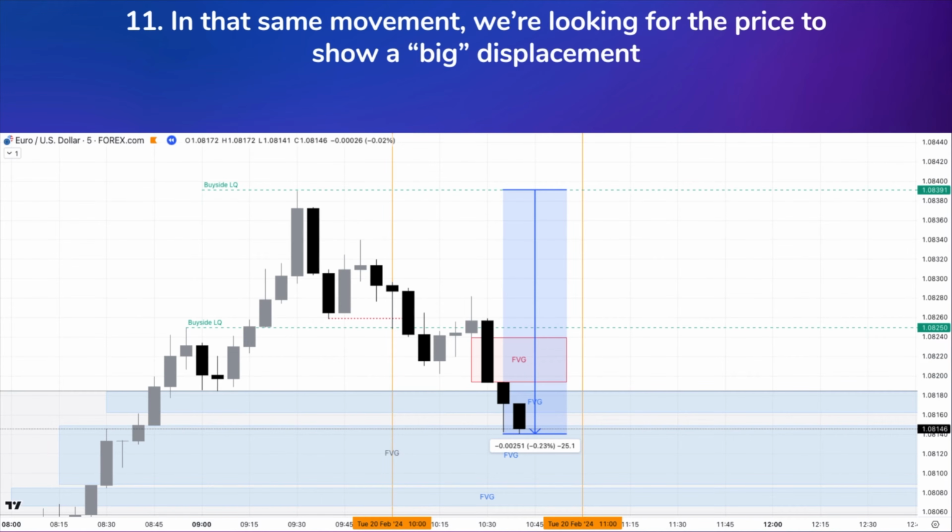Step number 11. In that same movement, we are looking for the price to show a big displacement. And this is how ICT frames it. I want to tell you actually what we're looking for. We're looking for the price to be actually moving away from that liquidity level. We don't want it to stay close by. We don't want it to stay in a range. We want to see, if possible, bigger displacements, bigger price movements. And if not, we still want to see it far away from that liquidity.